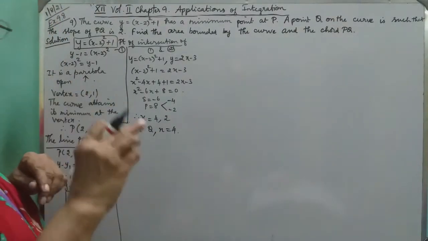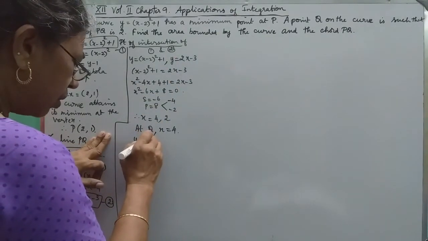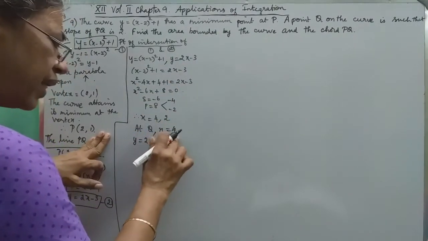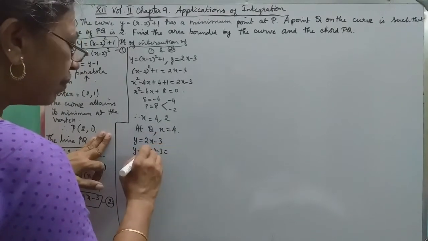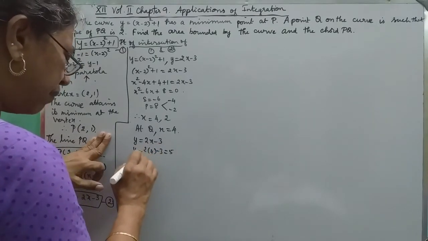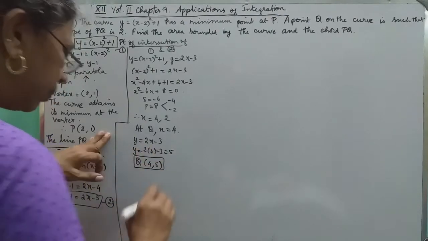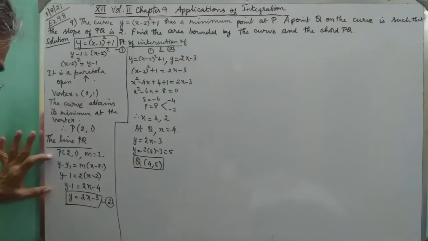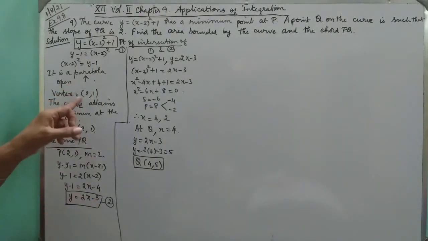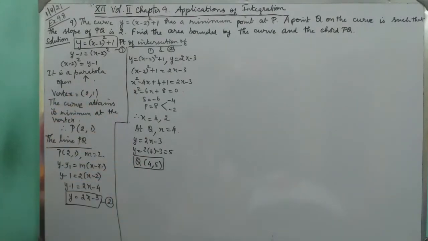Let us see the y coordinate. So we can substitute in the line equation, y is equal to 2x minus 3. If your x is 4, your y will be 2 into 4 minus 3, namely 8 minus 3, 5. Therefore Q is (4, 5). So we have found Q. What do you mean by this? The parabola and the line PQ are passing through (2, 1) and (4, 5). They are intersecting at these 2 points. Understand? So it is enough to draw the diagram.